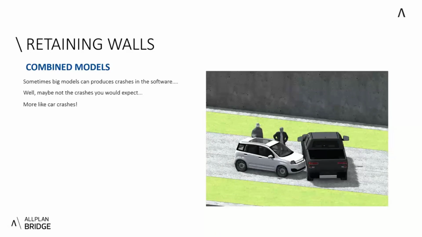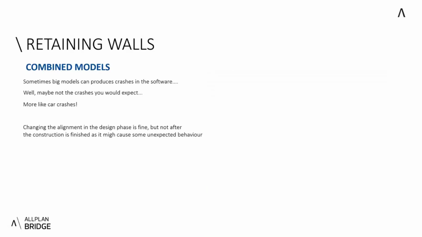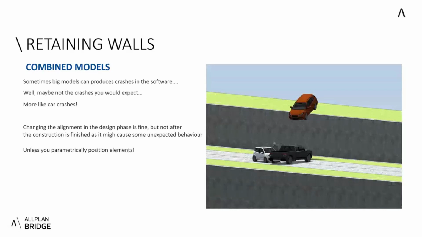And of course, a quick reminder, you know that we can always position elements like cars, trees, also parametrically on the bridge. Because if we change the alignment in design phase, it's fine, but not after the construction is finished, as it might cause some unexpected behavior. So keep in mind that parametric position element is a very useful tool that you have at your hand.